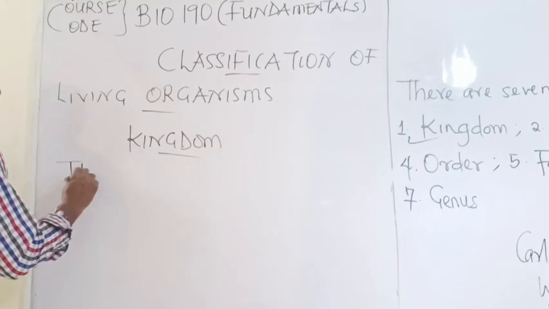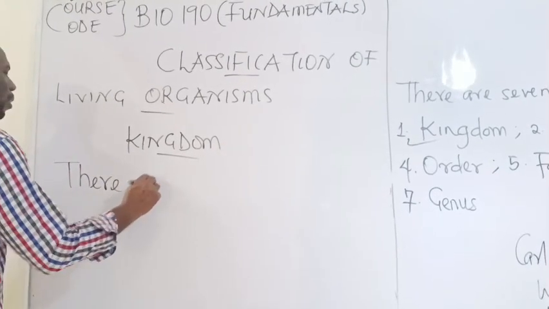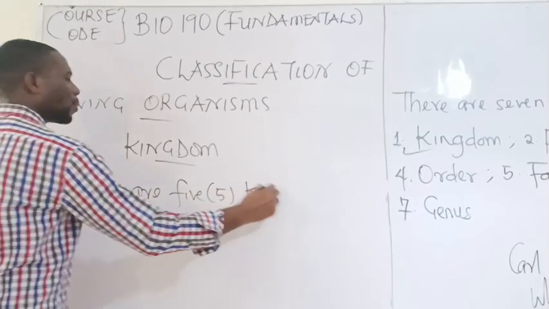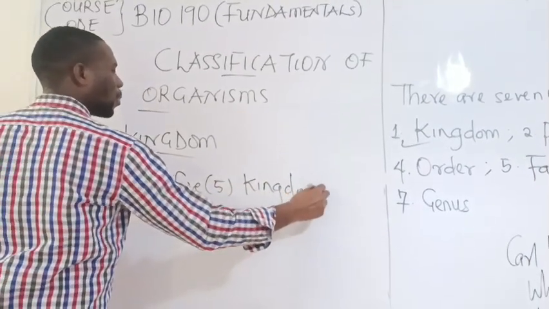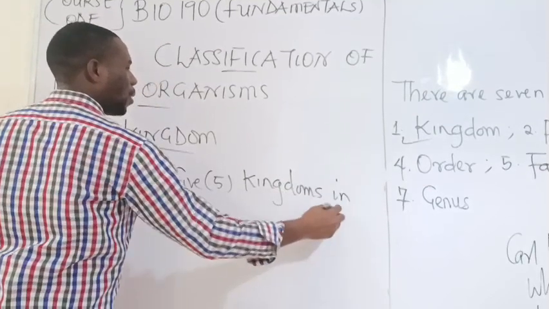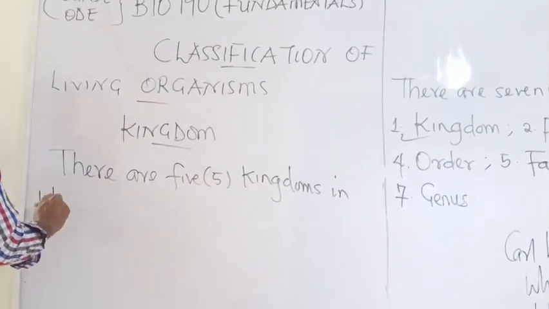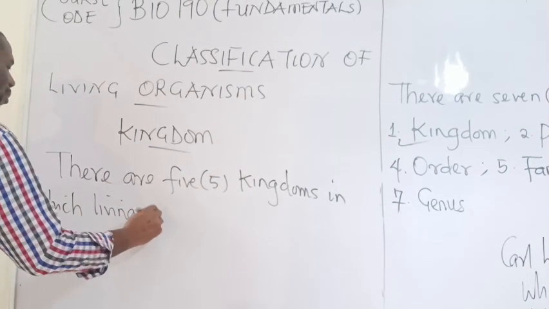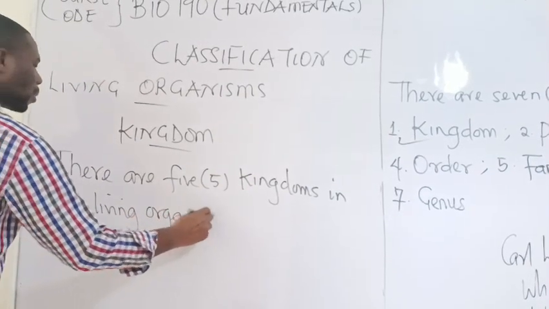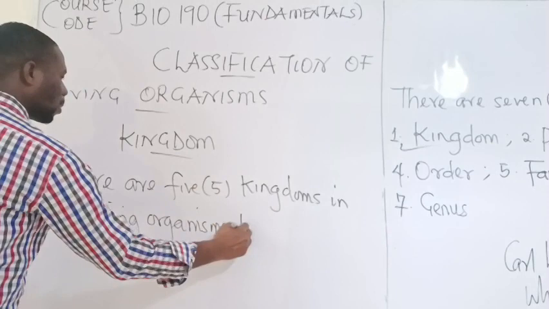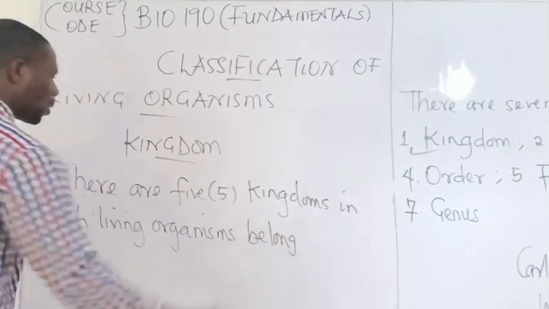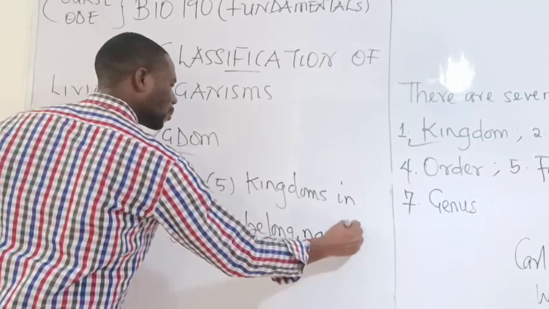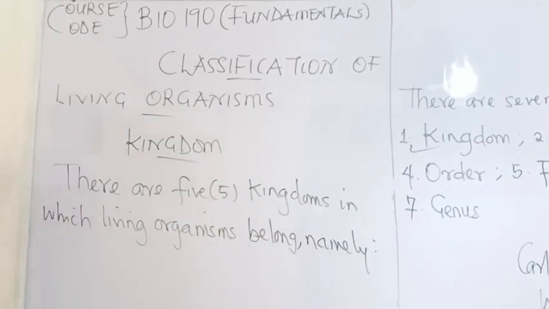So there are 5 kingdoms in which living organisms are placed, in which living organisms belong. So let's talk about the kingdoms now.